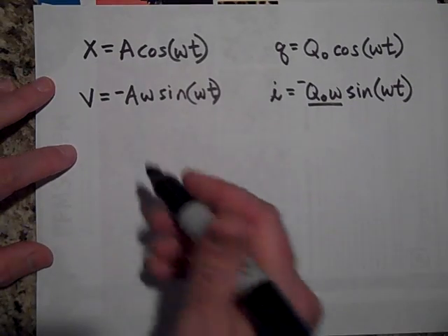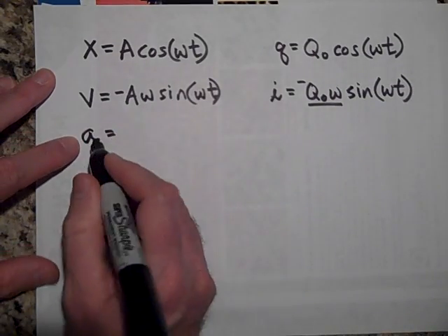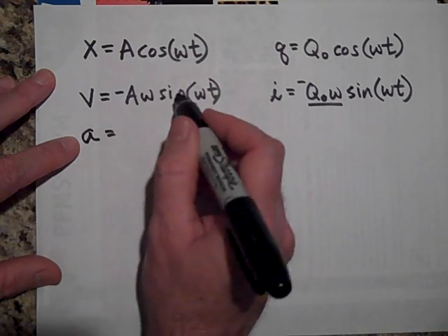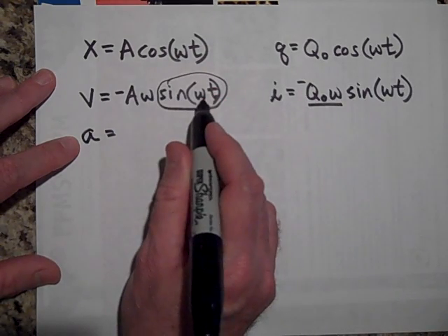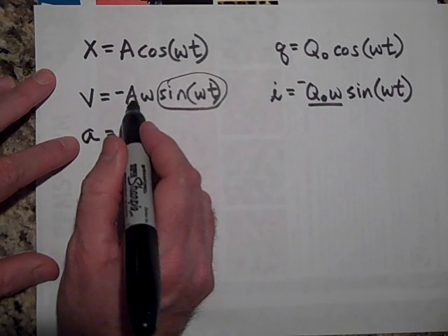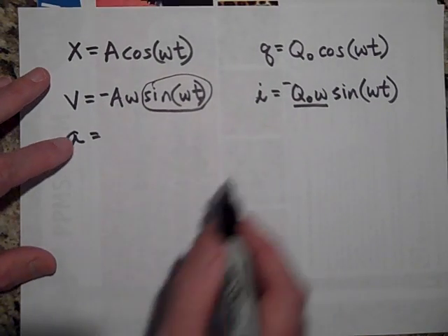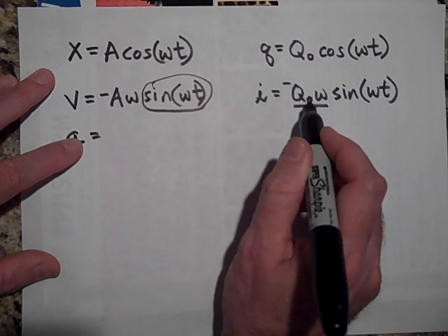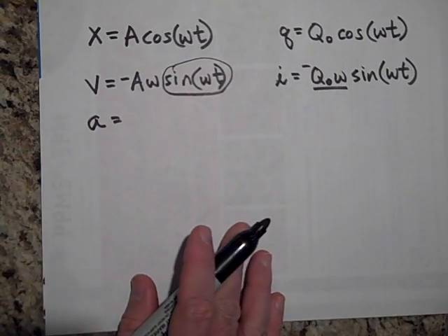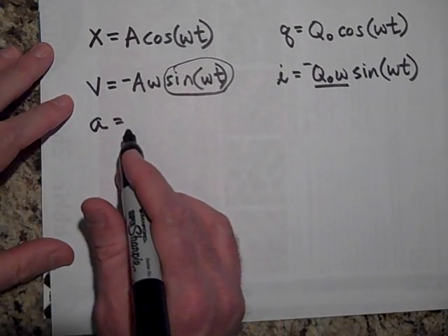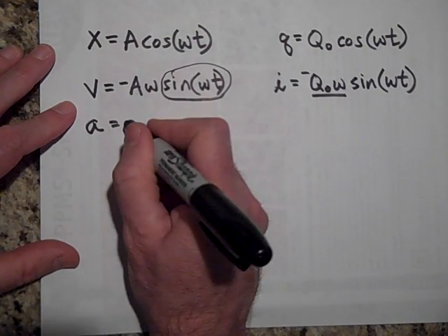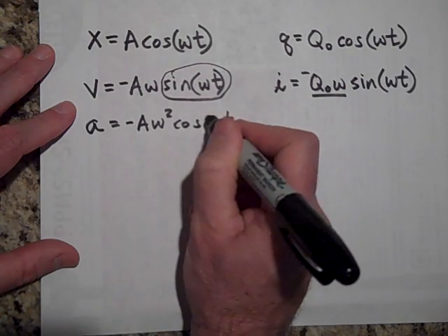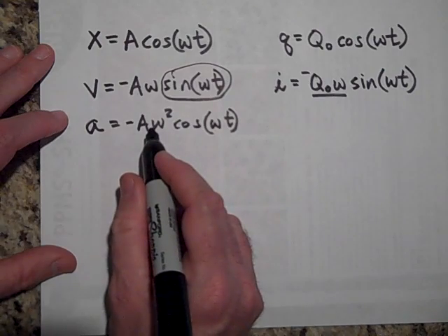And now if I take the acceleration A, the derivative of V with respect to time, by the way, this is V max right here, because sine of theta oscillates between 1 and -1, so the maximum V can ever get is A omega. Same thing with I. The biggest I will ever get, the current I mean, is Q naught omega. Now A is the derivative of this, so that's going to be negative A omega squared cosine omega t. What's the maximum A we'll get? It's A omega squared.